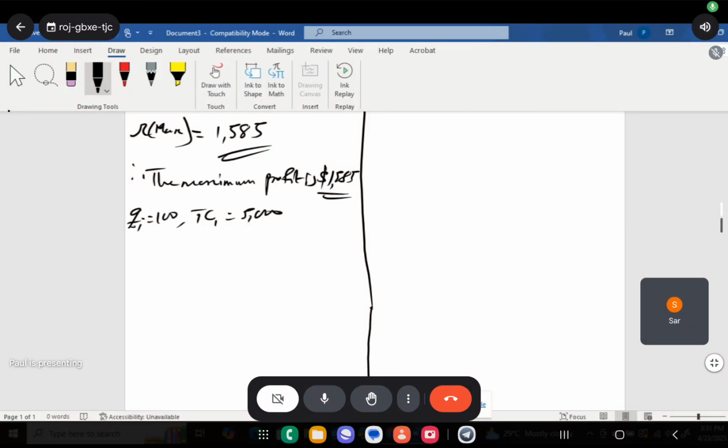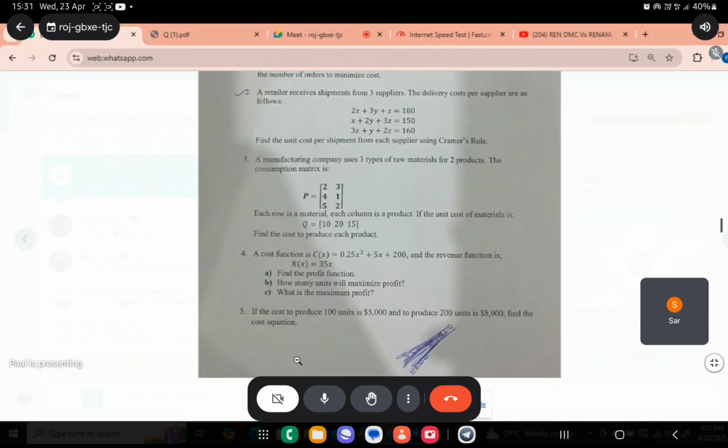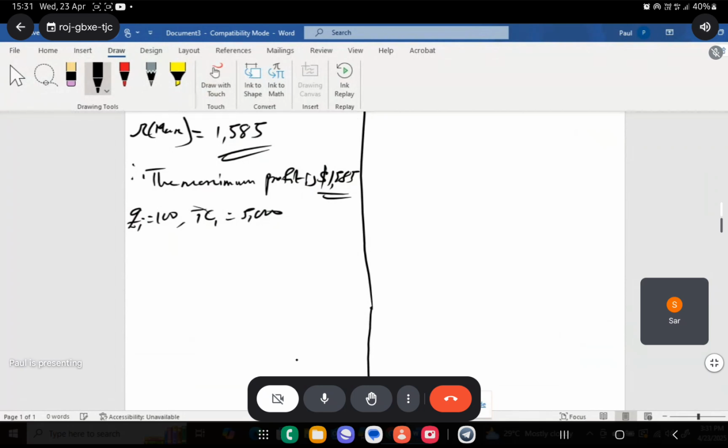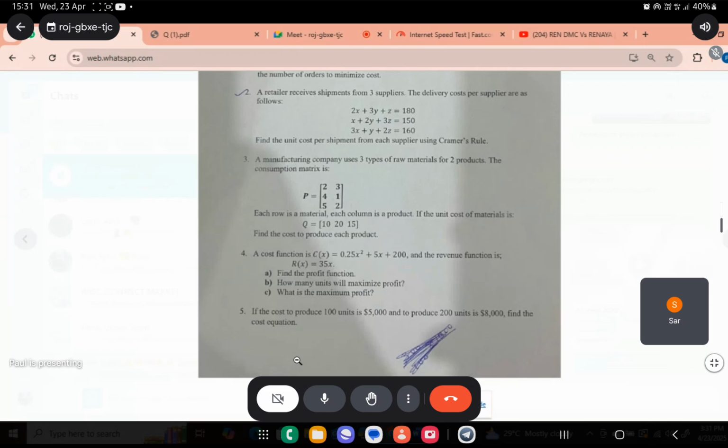This is saying that when quantity is 100, the total cost is 5,000. And also when the quantity produced is 200, the total cost is 8,000. Okay, so when the quantity is 200, the total cost is what? 8,000. That's the second one. And he's saying that we should find the cost equation.